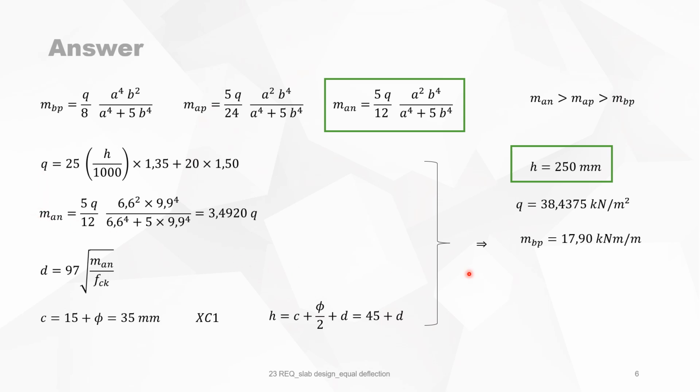The bending moment in direction of B, the positive bending moment, is 17.9. The positive bending moment in direction A is 67, and the negative bending moment in direction A is 134. So we'll check now what we said in the beginning. MAN is 134. It's bigger than the 67, and it's bigger than the 17.9. So this is okay. So the slab depth is 250 millimeters.